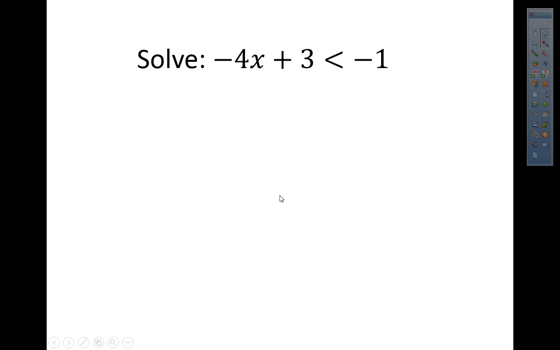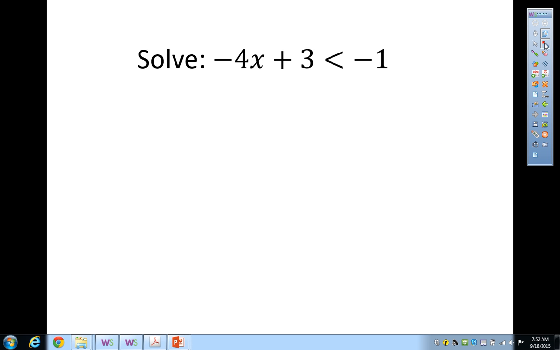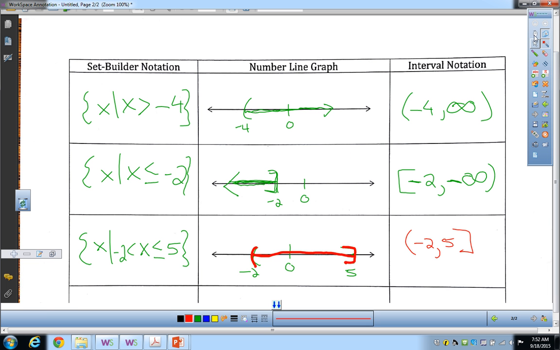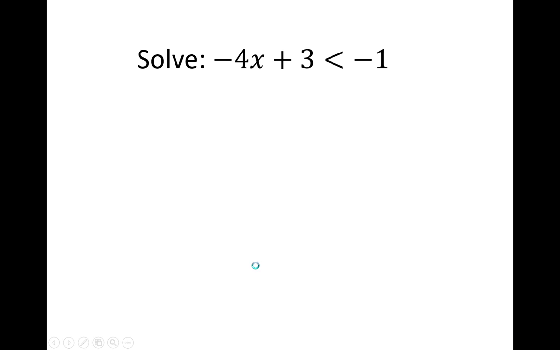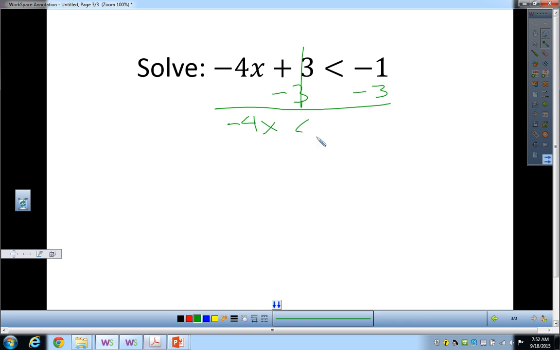What if I want to solve this inequality? There's a little trick about solving inequalities. So let's try to do this one. Let's change from red because red is scary. If I were going to solve this, I'd solve it just like a normal equation. So I'm going to subtract 3 from both sides. I'm going to get negative 4x is less than what?